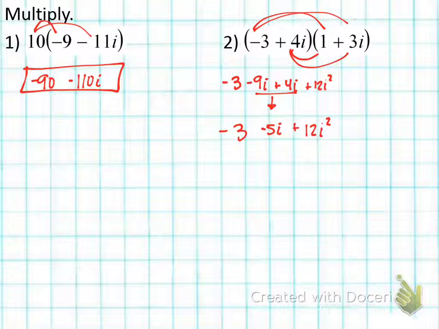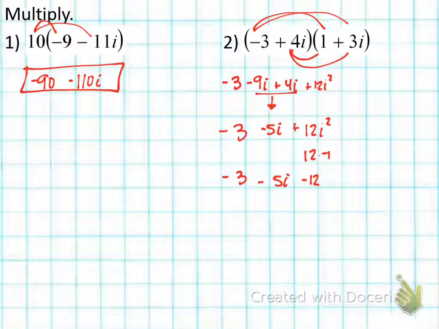Okay, let's focus on this term right here, 12i squared. What's i squared equal to? So isn't this just like saying 12 times negative 1? Would you agree with me? What's 12 times negative 1? Negative 12. Okay, so we have negative 12, bring the rest down, negative 5i, and negative 3.